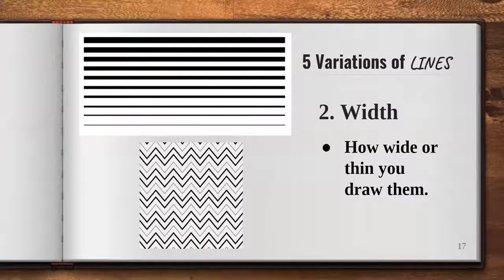Two, you could change the width of the actual line. How wide your line is or how thin your line is creates some varied interest. You can see the image at the top left here. The line gradually goes from wider to thinner. And then at the bottom with the zigzags, it's alternating.